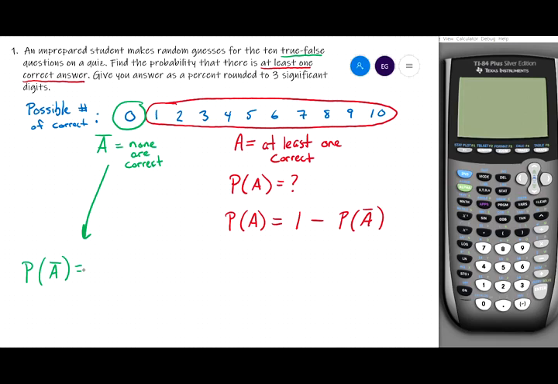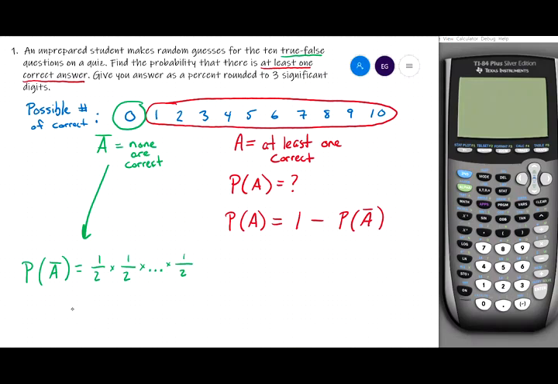Well, not A is none are correct, meaning the first question is wrong, and then the second question is wrong, and then the third question is wrong, and so on, and then the 10th question is wrong. Okay, so that's a sequence of 10 events. That's the multiplication rule. So the probability that the first question is wrong is 1 out of 2. Second question is wrong is also 1 out of 2. Third question, fourth question, fifth question, all the way up to the 10th question. Each of those 10 individual steps in the sequence has a probability of 1 over 2, or 0.5.